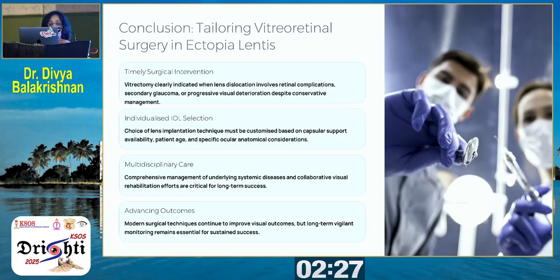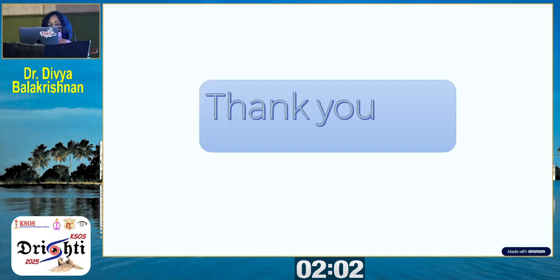So tailoring a vitreoretinal surgery in ectopia lentis, with timely surgical intervention, saves against long-term complications like glaucoma. The second thing is the refractive error the child is having, but we need to individualize the IOL and the surgical procedure which needs to be done, and multidisciplinary care is required, with a pediatric ophthalmologist, a pediatrician and a physician or an orthopedician because of the systemic issues. So thank you.